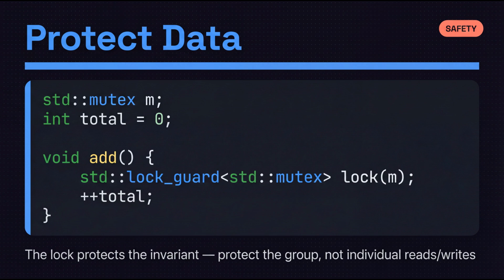The key insight: the lock doesn't protect the variable, it protects the invariant. If several variables must stay in sync, protect the group with one lock rather than sprinkling separate locks around individual reads and writes. One mutex, one invariant, one rule.